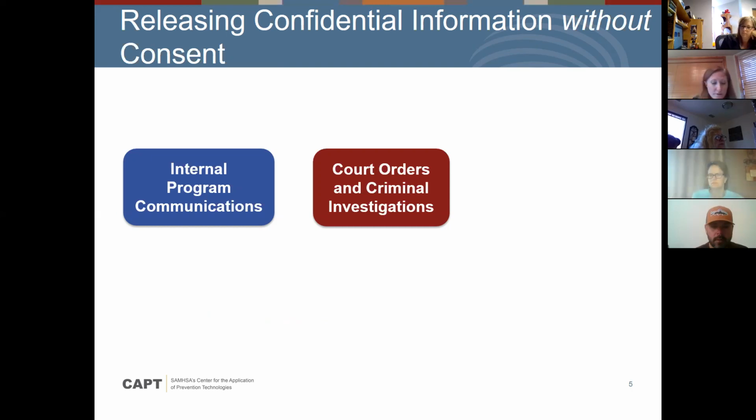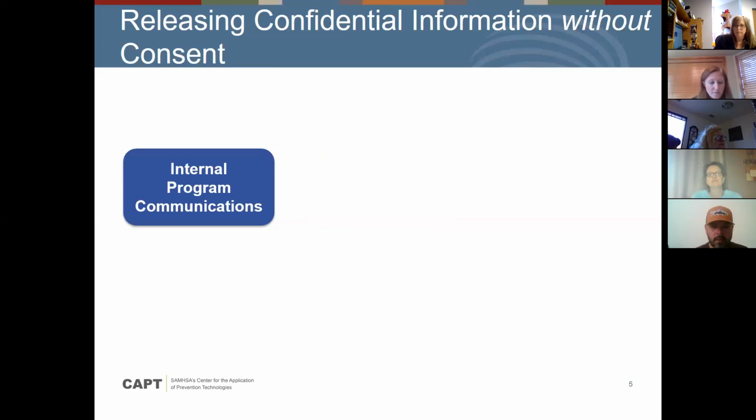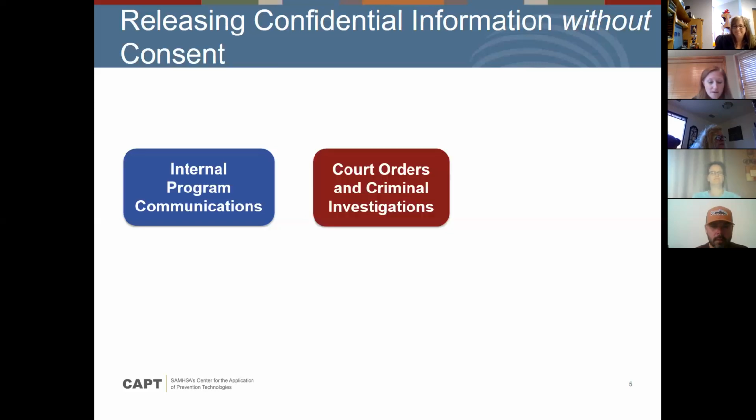Court orders and criminal investigations: confidential information may be released in response to a court order. That's another example where you wouldn't need consent from the participant. Abuse and neglect: prevention professionals are mandated by law to report suspected child abuse and neglect by a current caretaker to relevant child welfare authorities. So confidential participation information may be disclosed as needed to protect children and others from suspected abuse or neglect.